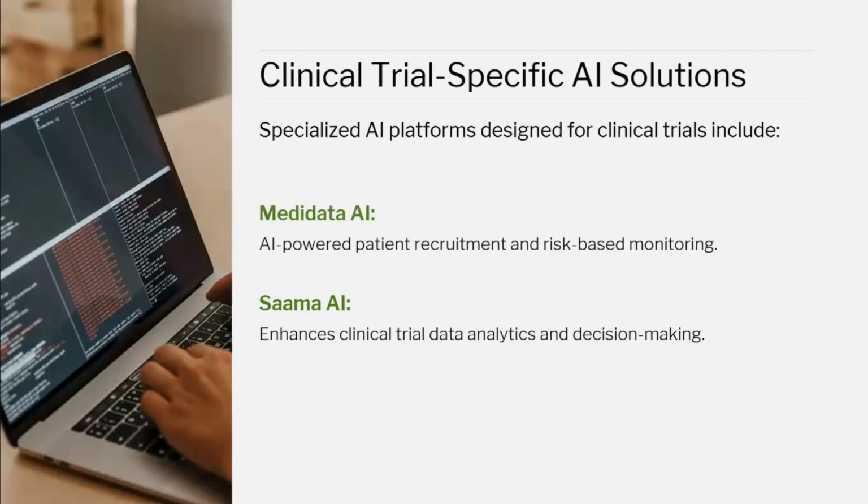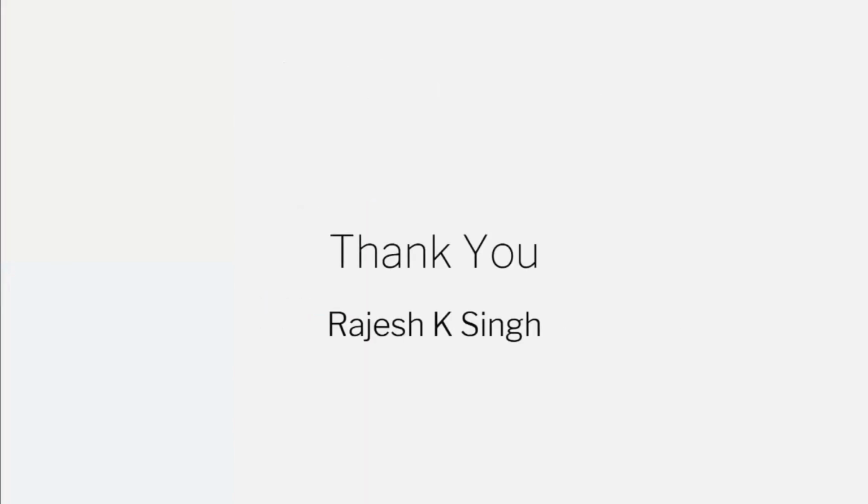Now, the clinical-trial-specific AI solutions. Specialized AI platforms designed for clinical trials include Medidata AI, an AI-powered patient recruitment and risk-based monitoring system. Another is Sama AI, which enhances clinical trial data analytics and decision making. So these are the two major AI platforms being used in the industry as of now. This was your introduction for today, and we'll go deeper and deeper into AI.